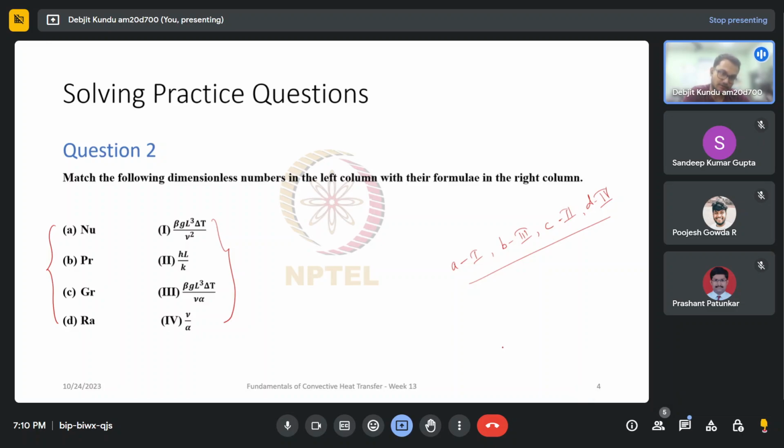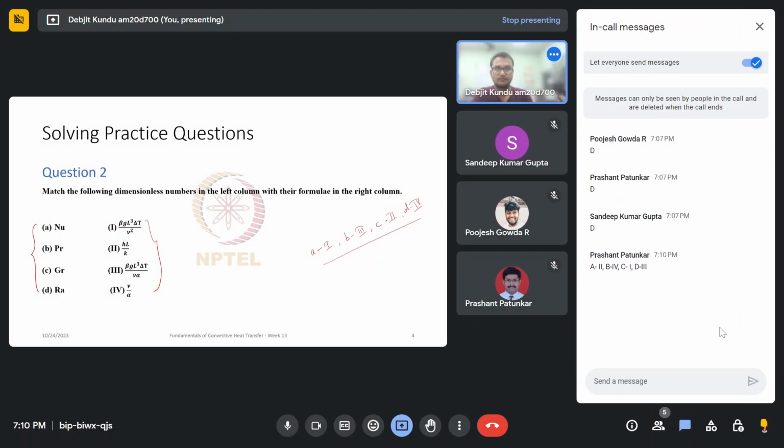So we already have one response telling that it should be A2, B4, C1, and D3. Let's see what others have to say.